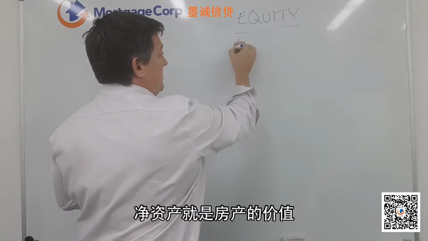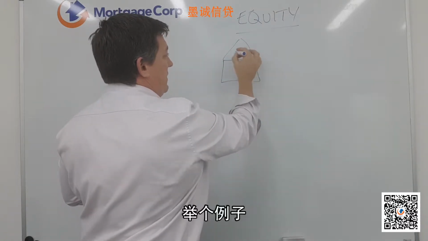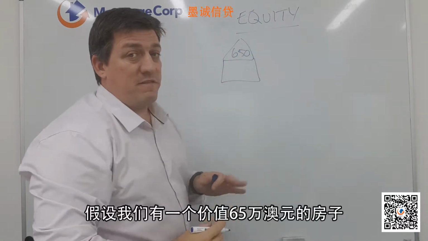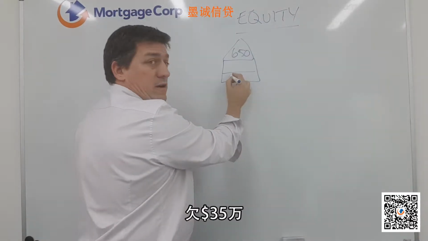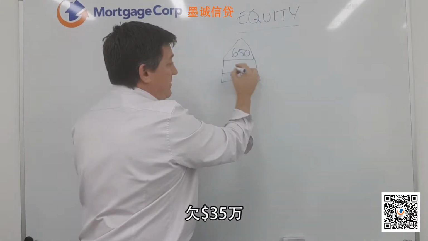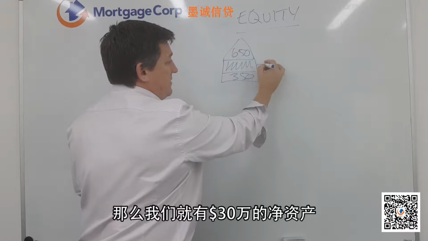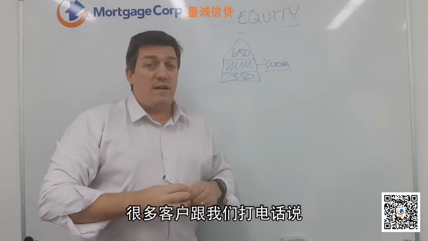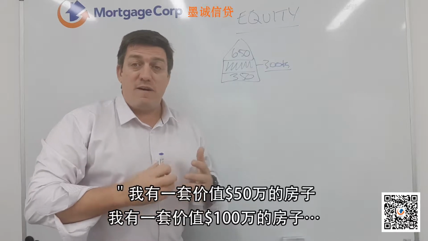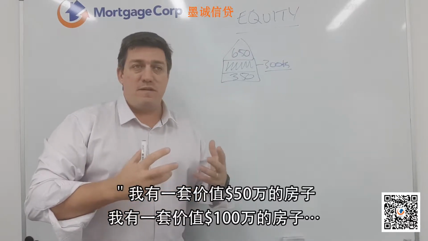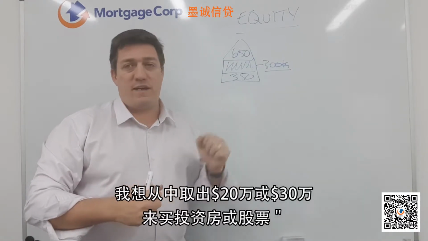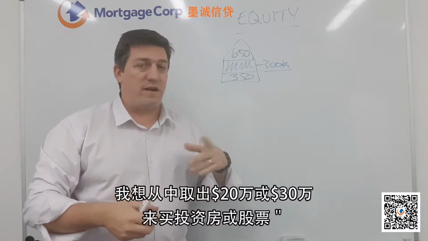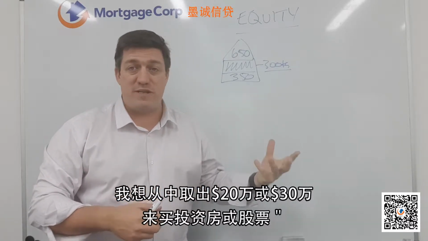Our equity is the value of our property. In this kind of scenario, a $650,000 property where we owe $350,000, we have access to $300,000 in equity. We get a lot of clients that ring up and say, I have a $500,000 property, or I've got a $1 million property, I don't owe any money and I want to take out just 200 grand or 300 grand to go buy an investment property or some shares.